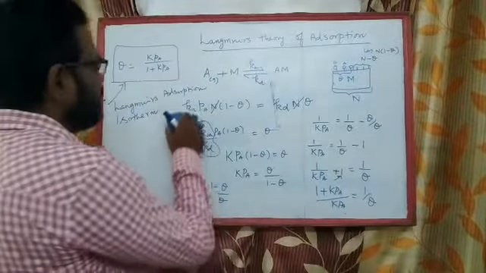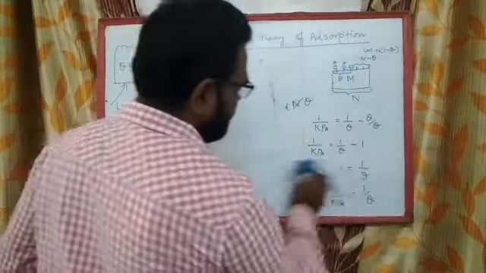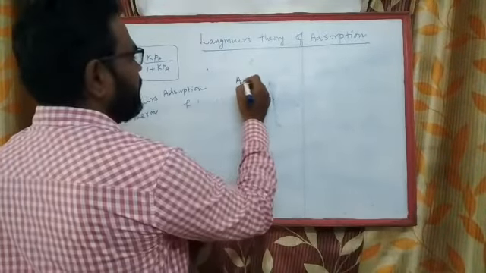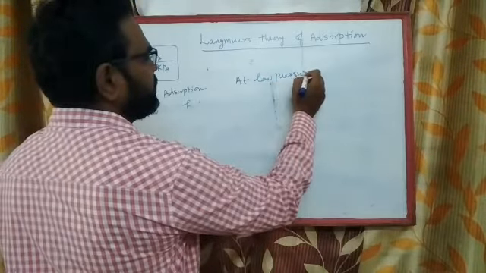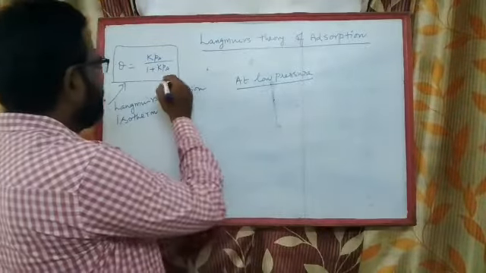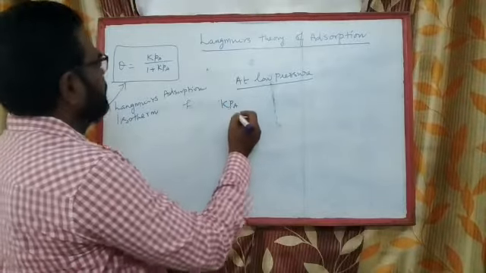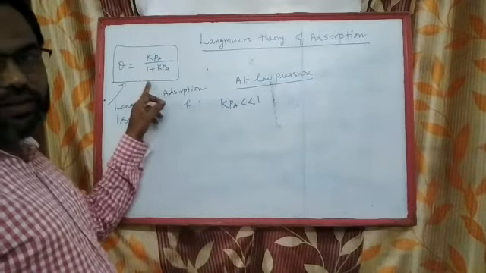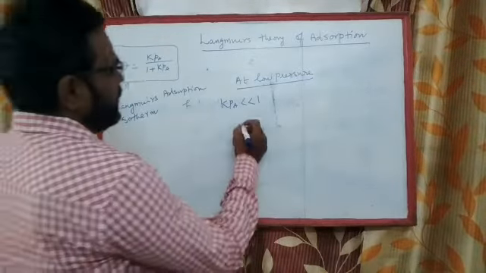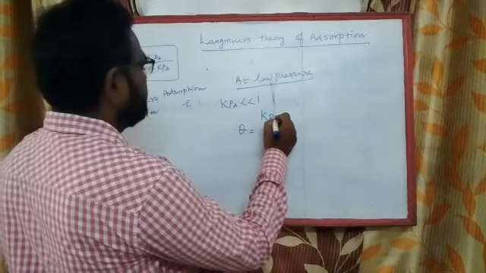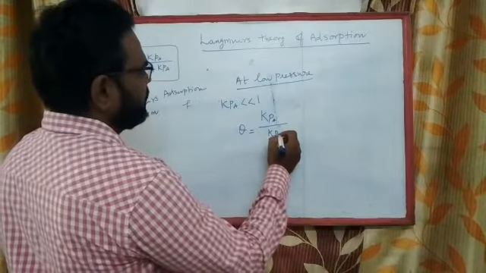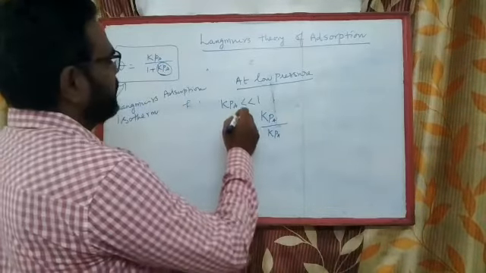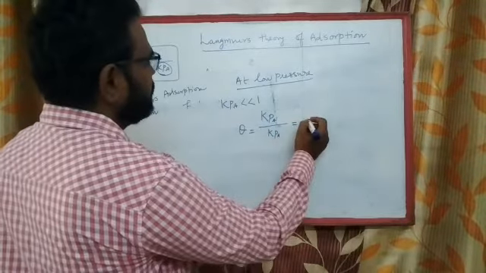Let us see first what happens at low pressure. At low pressure, in the sense when K Pa is far less than 1, the equation is theta equals K Pa divided by (1 plus K Pa).